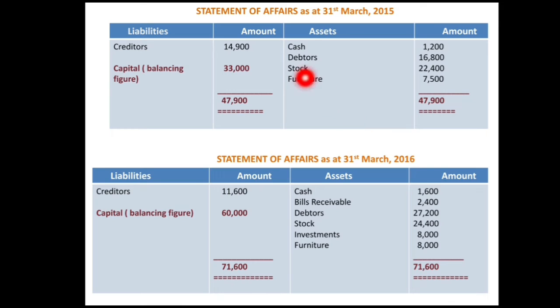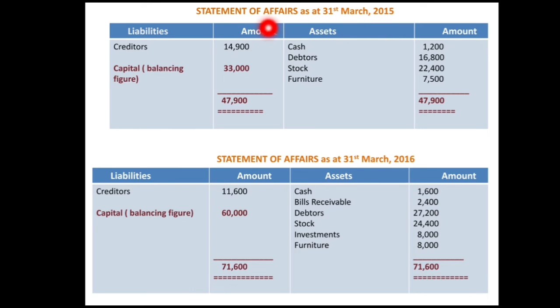Here is the statement of affairs as at 31st March 2015 and the statement of affairs as at 31st March 2016. As you saw, both capital in the beginning and capital at the end are not given to you. So you are supposed to prepare a statement of affairs for both years.